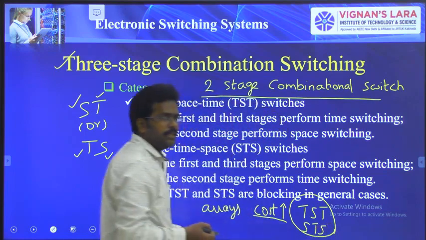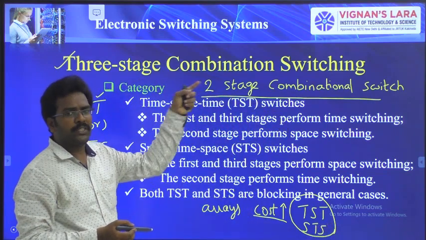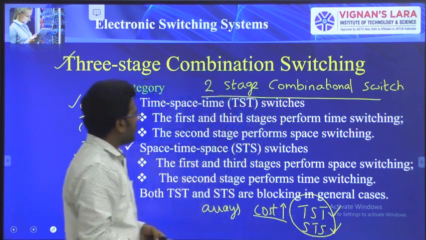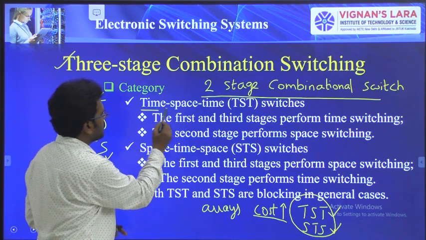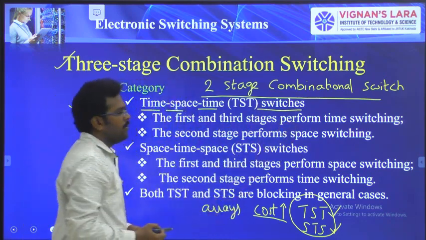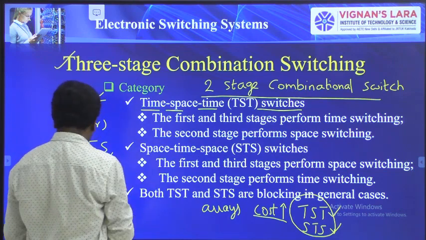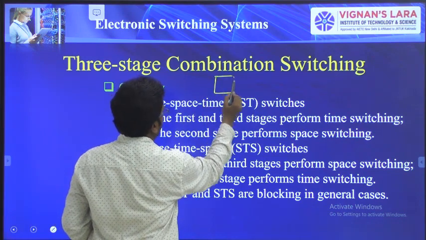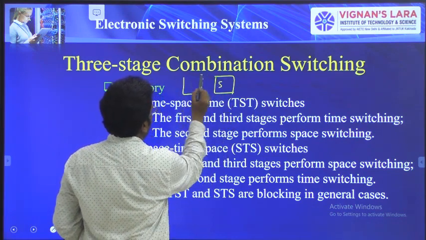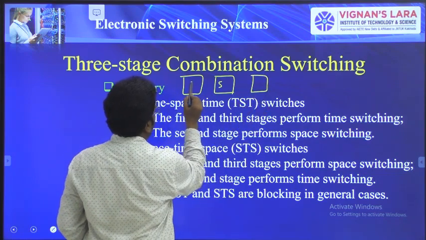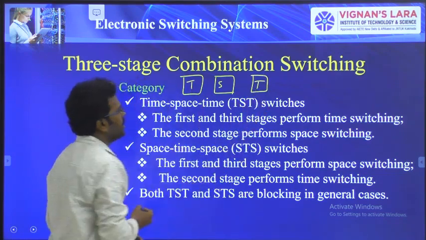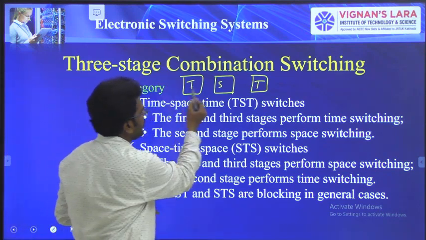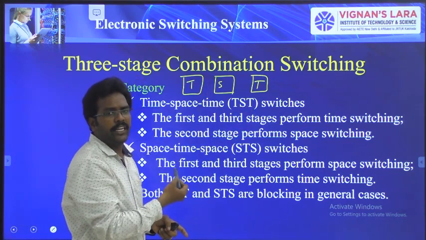Basically, you can operate this three-stage combination switch either with the help of TST or with the help of STS. What is the meaning of TST? Time space time switch. What does it mean? In the middle is a space switch and the remaining two are time switches. So this is the structure of a three-stage combination switch which uses the TST architecture.